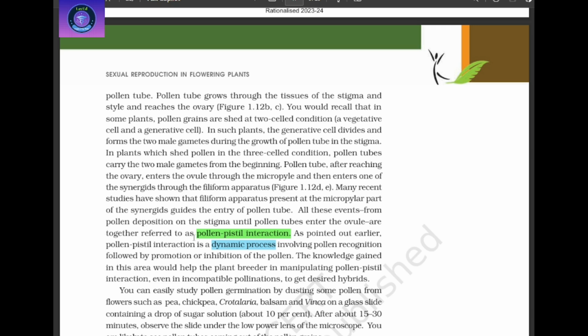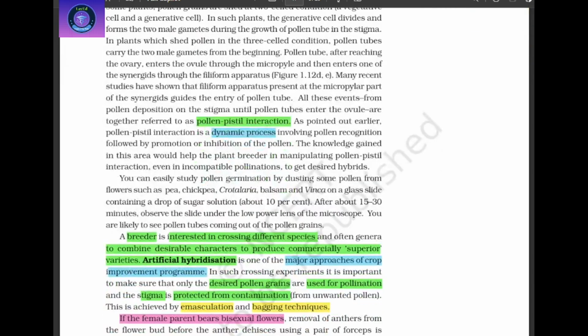Pollen deposition on the stigma. Now, what is pollen pistil interaction? It is a dynamic process involving pollen recognition followed by everything I have done. You can easily study pollen germination by dusting, which you do in the class 12 practicals.